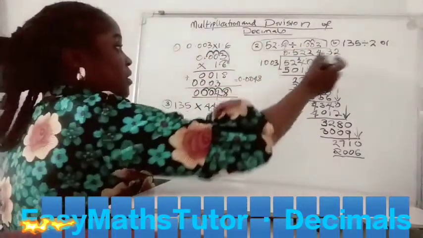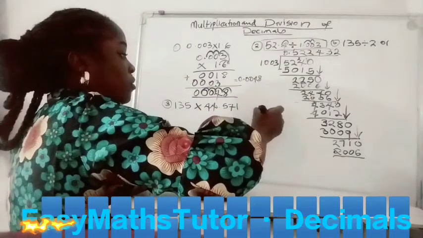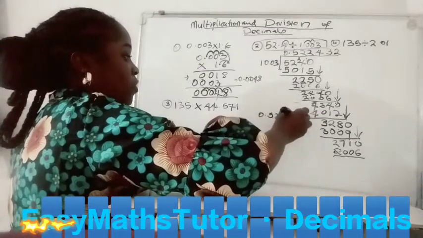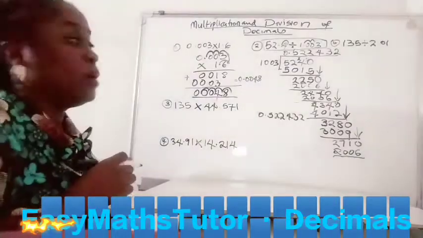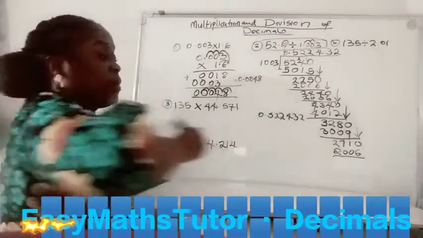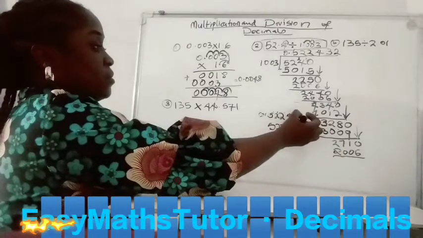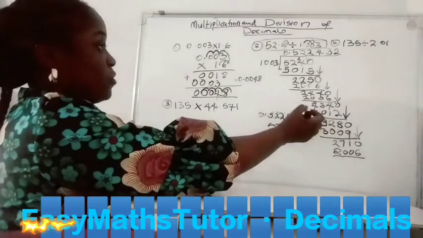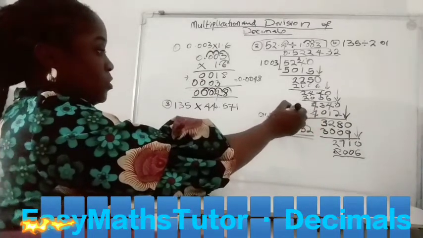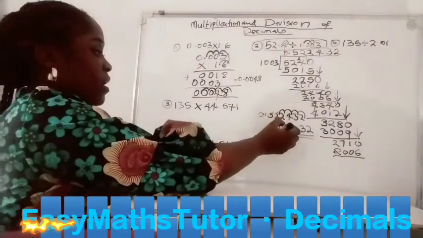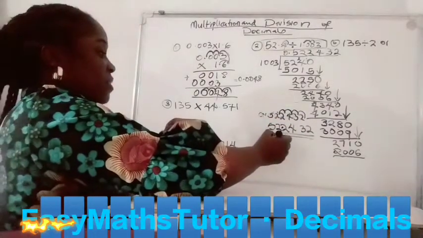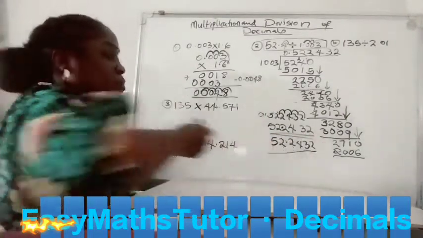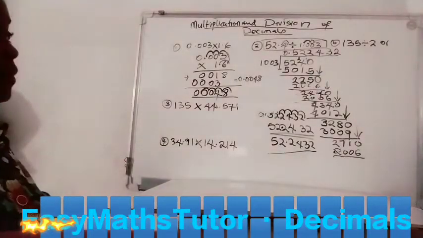Now, this number that we got, that is 0.522, 4, 3, 2. Okay, so we're going to count 4 decimal places. So let's count from the right to the left. We'll count 4: 1, 2, 3, 4. It stopped here. So our final answer is 52.2432. That's our final answer.